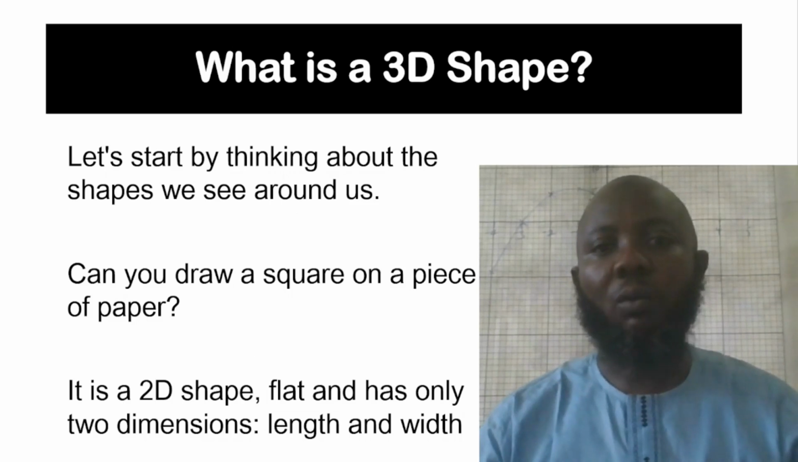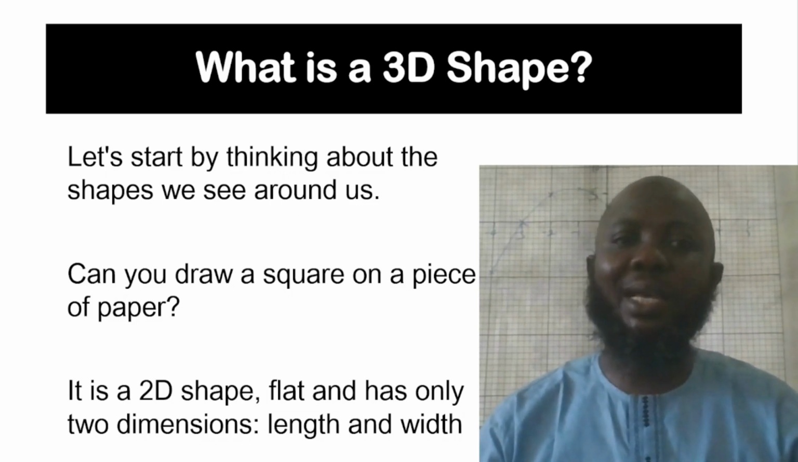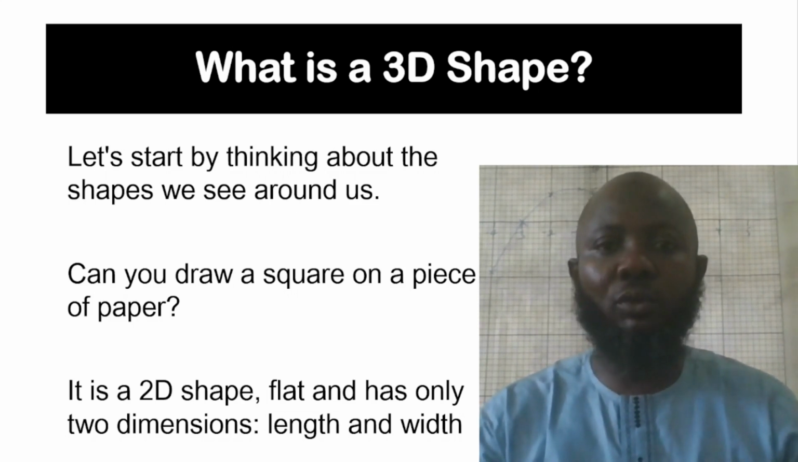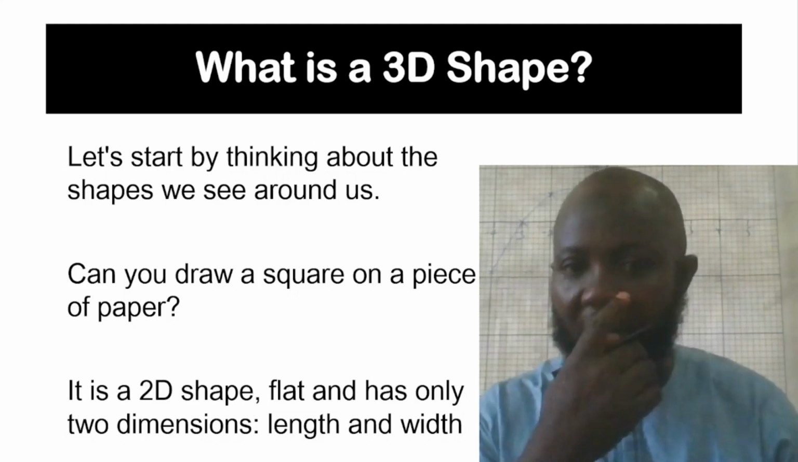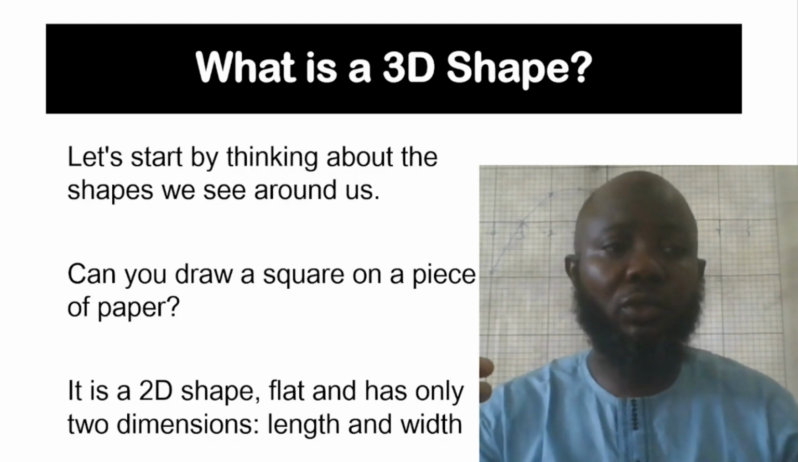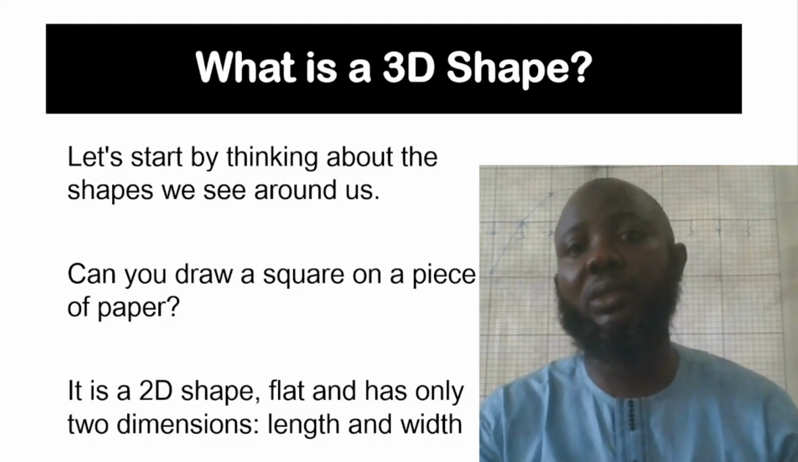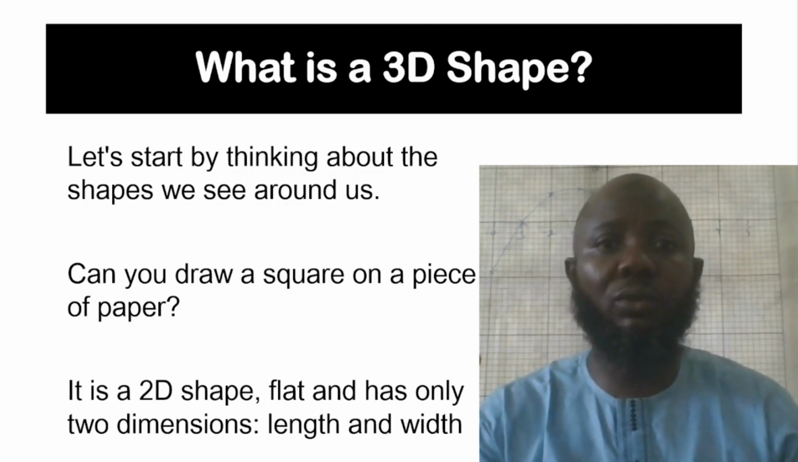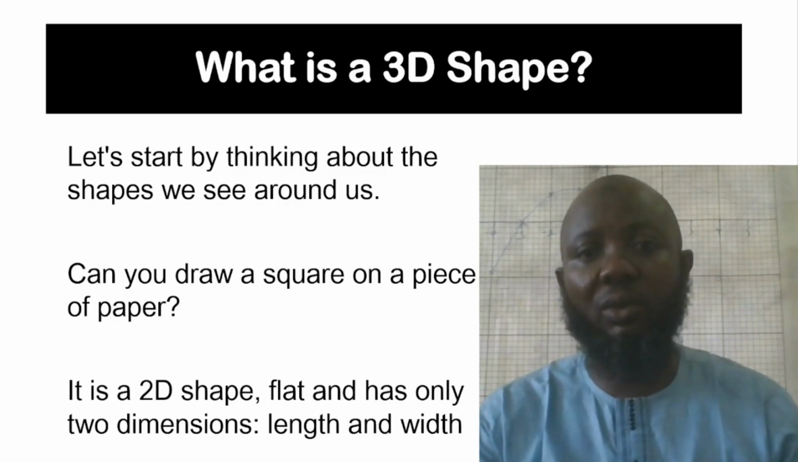So what is a 3D shape? Let's start by thinking about the shapes we see around us. You see so many shapes around you. You see your table, sometimes you see some boxes. You have some cylinder in your house, a gas cylinder, you have it in your house. All these things are 3D shapes.